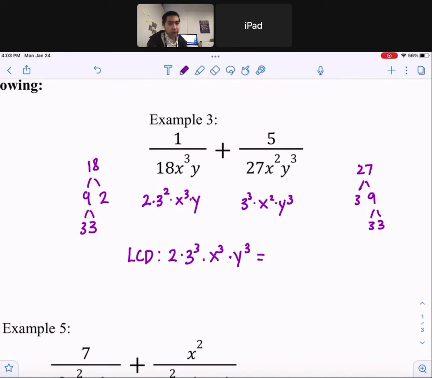So when you multiply all these out, 3 to the third is 3 times 3 times 3, which is 27. 27 times 2 is 54, and then x to the third, y to the third. So there's that one.